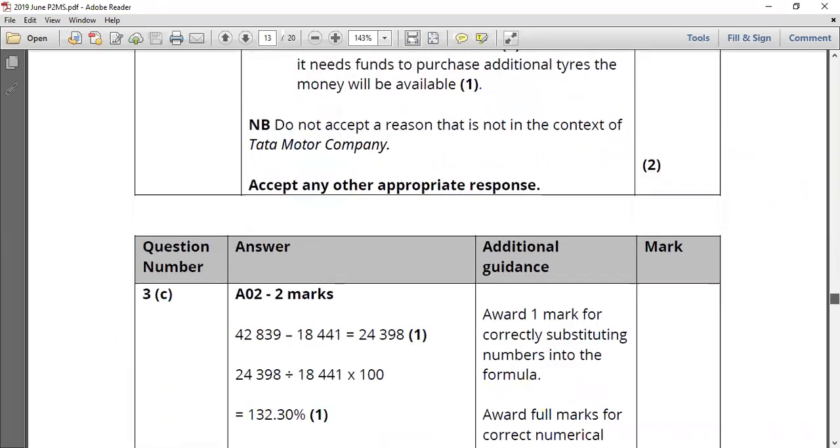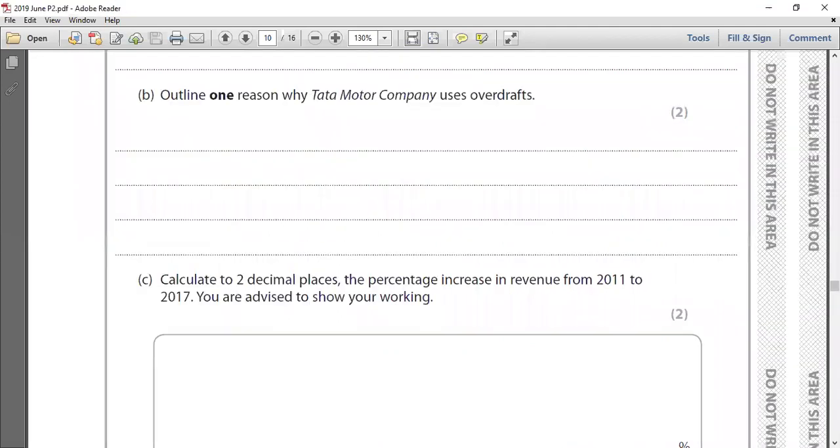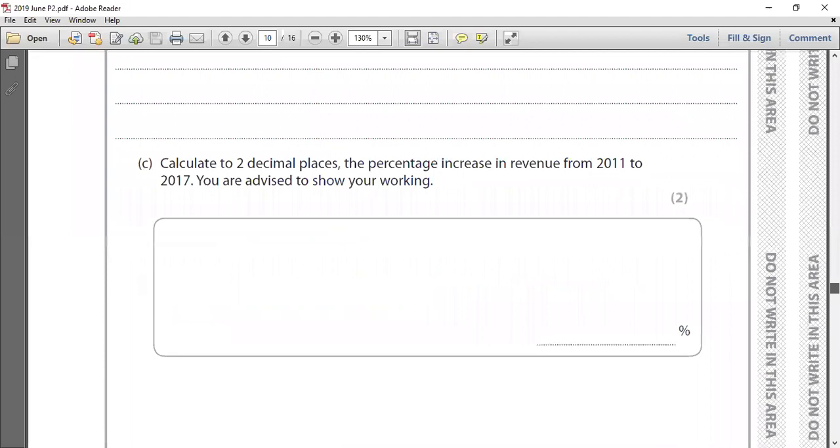Right, so let's move on to the calculation question. This is another 2 mark question, a calculation from that table. They're asking to calculate the percentage increase in revenue from 2011 to 2017. You are advised to show your working. It's a percentage value, and you can see the percentage sign. Normally they give a box in the paper, and you have to give your answer to 2 decimal places because the instruction clearly says 2 DP.